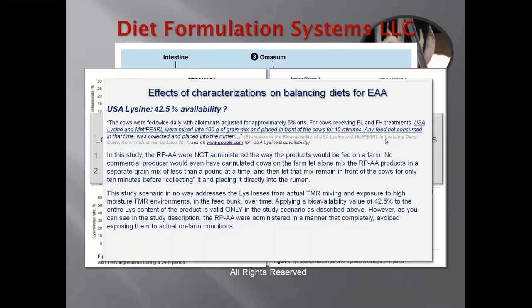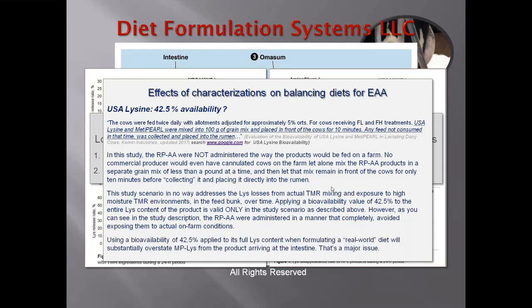So in no way does this study address lysine losses from actual TMR mixing and exposure to high moisture TMR environments in the bunk over time. That's important because if you use this 42.5% bioavailability value and you apply it to the entire lysine load of the product, then the only place this evaluation will even be close to accurate is if you're feeding it on the farm the same way you fed it in the study. Okay? And you can see that's not what happens. What happens on a farm bears no resemblance to this.